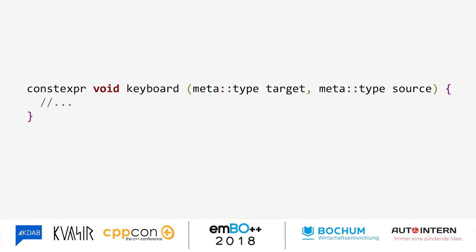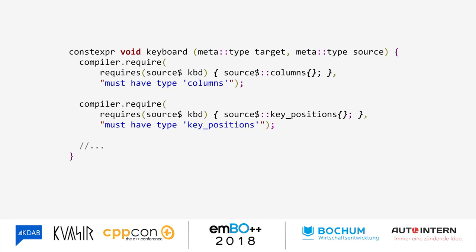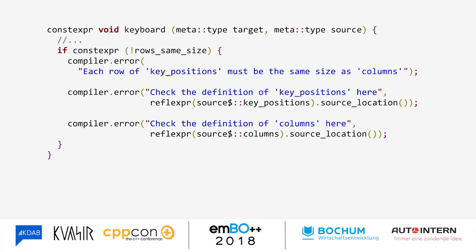So inside the actual definition of this metaclass, I could have things like this. I can say the source type must have a type called columns. It must have one called key positions. And if you don't have it, the compiler is going to shout at you. And now this is coming to something that Wouter is talking about. So I can say if my rows are not the same size as what I expected, then I can say, okay, each row of key positions must be the same size as what I'm expecting.